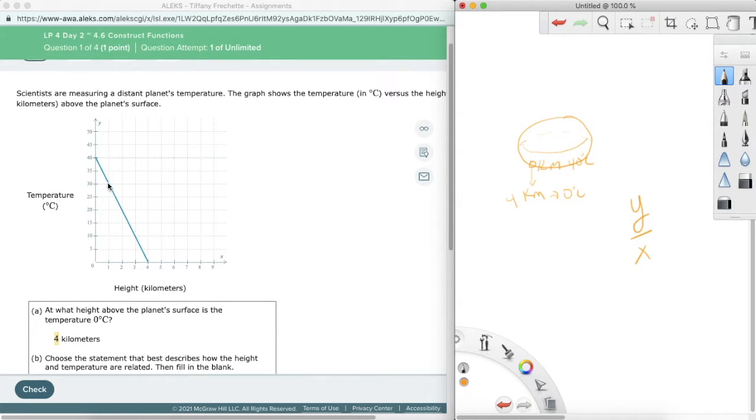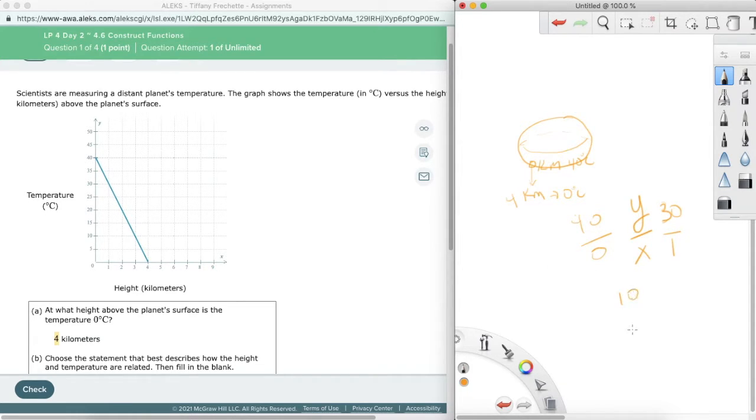But this does look like when x is 1, y is 30, which means that for every 1 kilometer above the planet, it's going down by 30 degrees. Or it's not going down by 30 degrees, sorry. I'm saying that funny. It went down to 30. We started at 40, though. So if we started at 40 and 0, so we went up 1 kilometer, now we went down to 30, so it looks like it's going down by 10 degrees.